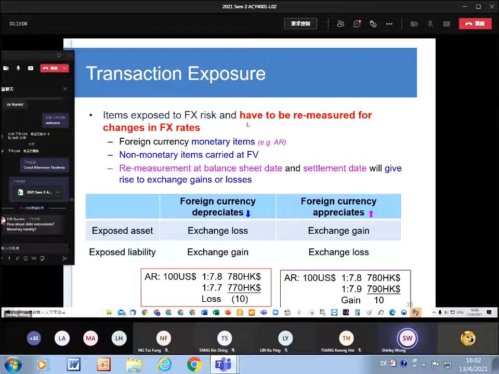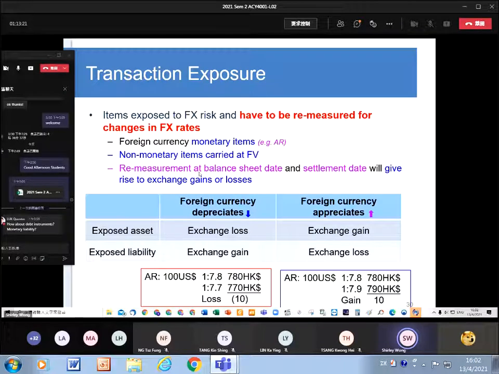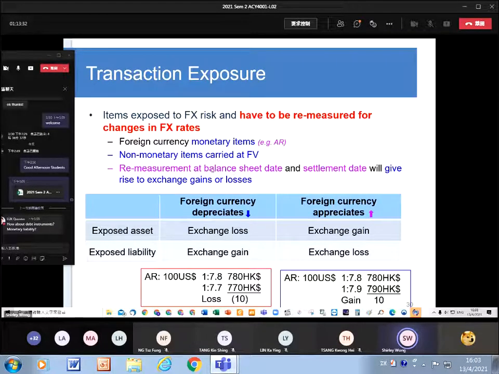So assume that I have a monetary item or I have a non-monetary item carry at fair value. Remember, apart from the transaction day, we need to do that using the actual spot rate. We also need to remeasure at balance sheet day and remeasure at settlement day. When you compare the spot rate with the year-end day rate, and when you compare the year-end day rate with the settlement day rate, finally, the exchange rate difference will give rise to exchange gain or loss.